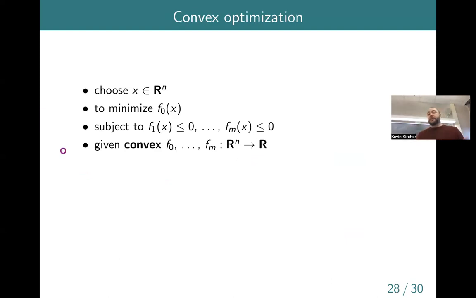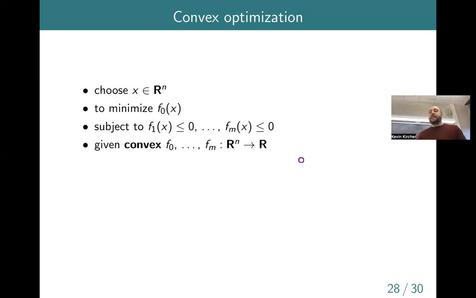Okay, so more generally than least squares or linear programming is this set of problems called convex optimization problems. And they look just like basically the general problem that I wrote down looked. We're choosing some vector in R^n. We want to minimize some scalar valued function, and we have m inequality constraints, all with 0 right-hand sides. But we add this additional specification, which is that all of these functions have to be convex.